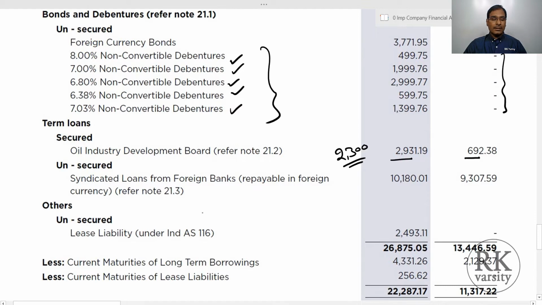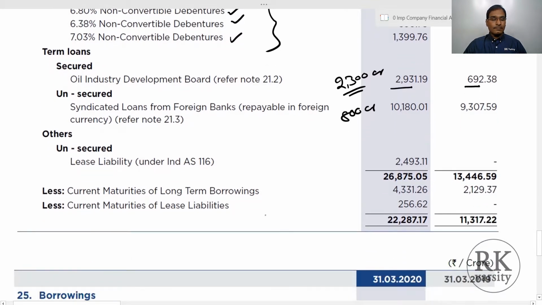And syndicated loans from foreign banks, there is also an increase, nearly about 800 crore here, 2,300 crore here. And lease liabilities also increased. So if you look at the total increase, it was nearly 11,000 crore in the previous year. Now this is 22,000. So nearly 11,000 crore rupees was borrowed during the financial year 2020.